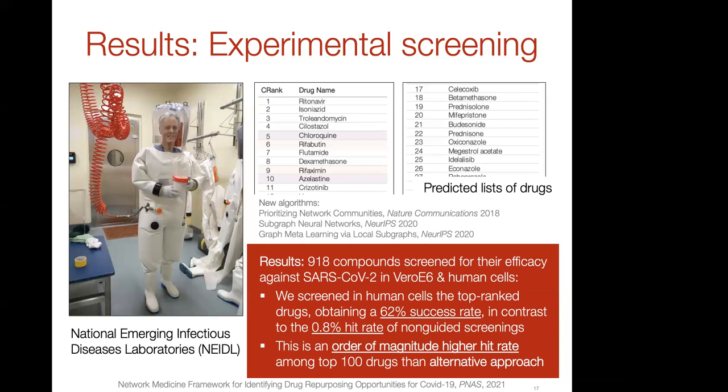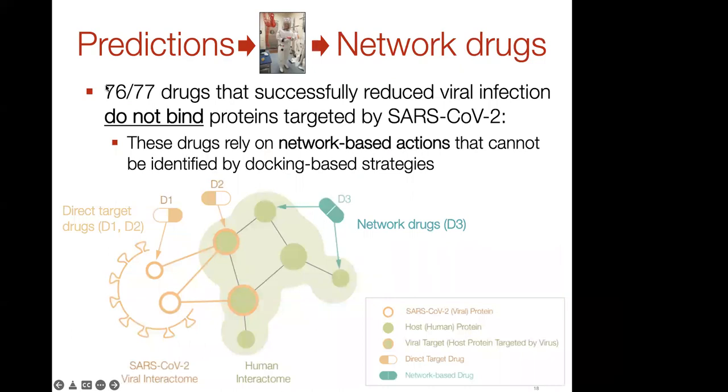In contrast, what would be possible to obtain if that experimental screening would not be guided by any prediction tool, the hit rate would be merely 0.8%. And so this is an order of magnitude higher hit rate among those top-ranked drugs, which was very exciting to us. Furthermore, what we were interested in seeing is that among those drugs that were predicted to inhibit viral growth and experimentally verified that they actually do that, 67 out of 77 drugs that successfully reduced viral infections were those drugs that did not directly bind to proteins that the virus binds to.